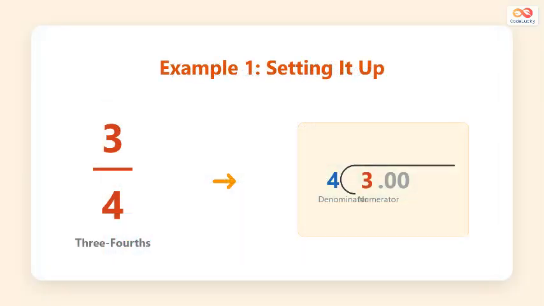Let's try this with the fraction 3/4. We want to turn 3/4 into a decimal. We set up our long division bracket. The 3 goes inside because it is the numerator. The 4 goes outside. Since 4 is bigger than 3, we add a decimal point after the 3 and add 2 zeros to get us started.